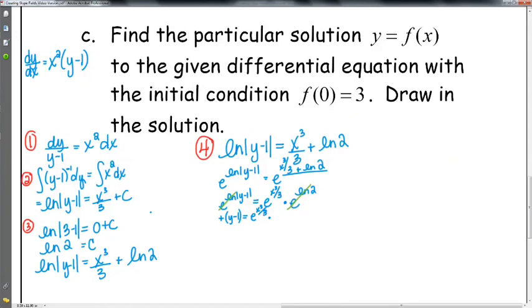This gives me times 2. So I have y minus 1 is equal to 2 times e to the x to the third over 3. And now I can add 1 to both sides. And that is my answer.